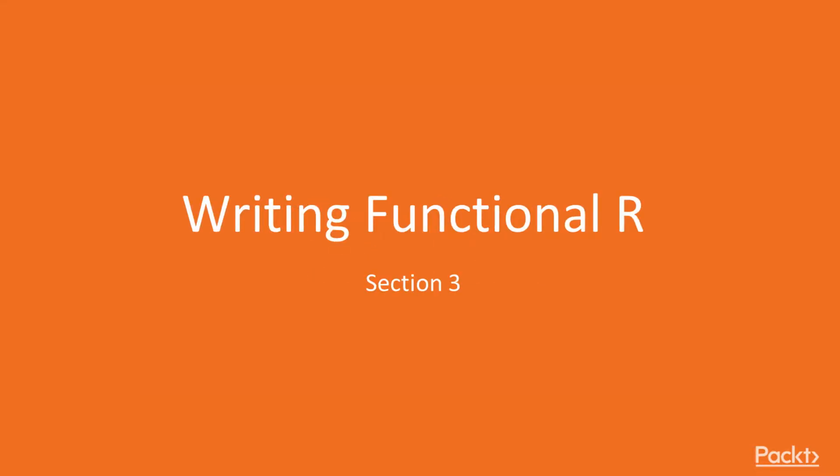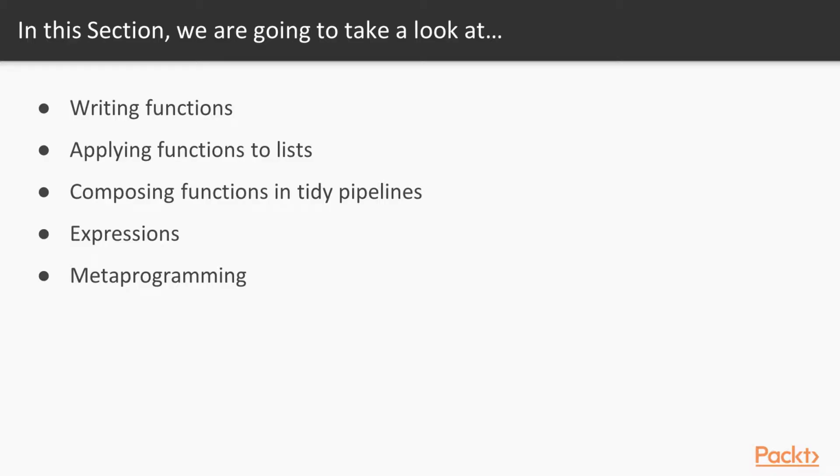Welcome to the third and final section of the video course, Advanced Tools and Techniques Beyond Base R. This section is on writing functional R. We'll begin this section by learning how to write our own R functions. Then, we'll learn about applying functions to lists of inputs, an important part of the functional programming technique. We'll revisit the magrittr pipe, and consider how to compose functions that you have written into tidy data analysis pipelines. Finally, we'll learn about R expressions and how to capture and modify them in the technique known as metaprogramming.